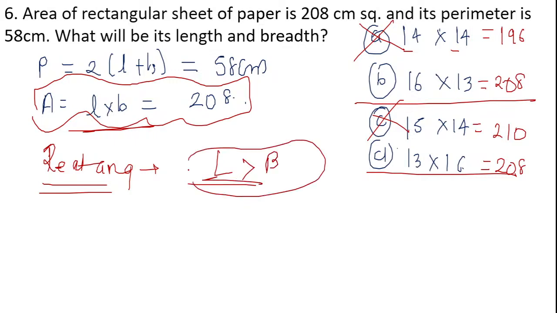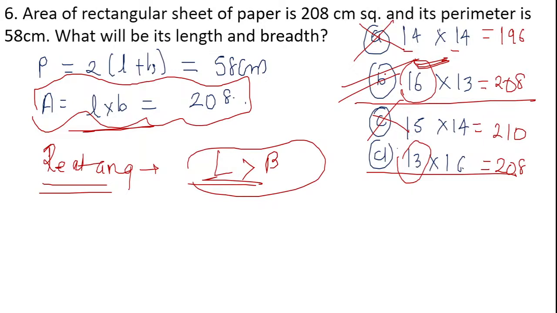The length is always greater than the breadth. So in the given options, where you can see the length is greater than the breadth, the length here is 16 and the breadth here is 13. So this particular option will be the right one. The correct option is option B, that is 16 into 13, where 16 is the length and 13 is the breadth.